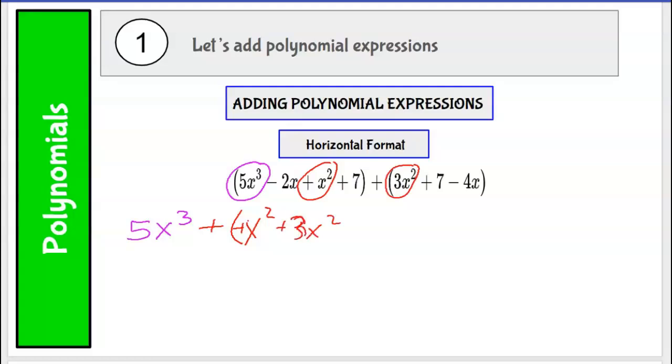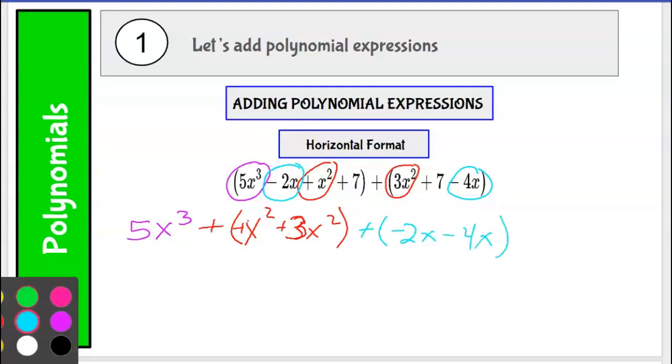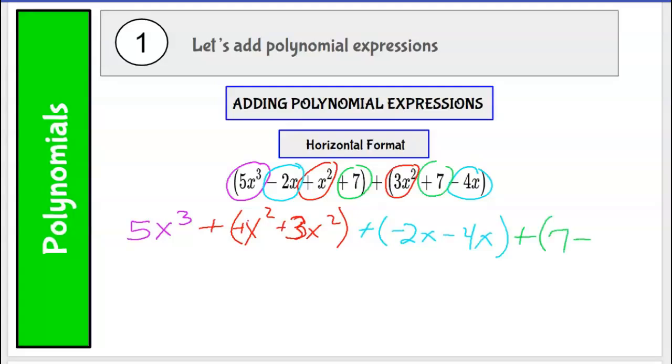Okay. Then we're going to do the x terms. So we've got negative 2x and a negative 4x. So I'm going to put those in parentheses together. And then I have the 7s. Plus 7 plus 7. So my constants there.